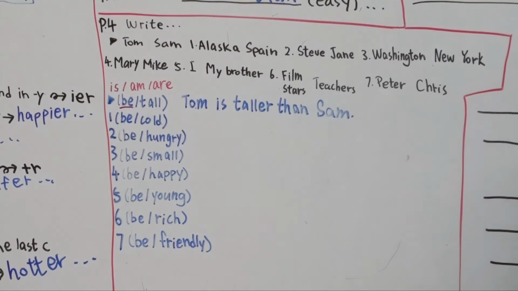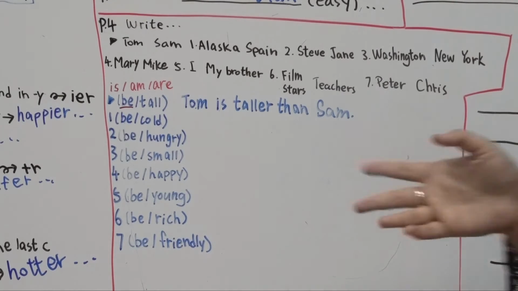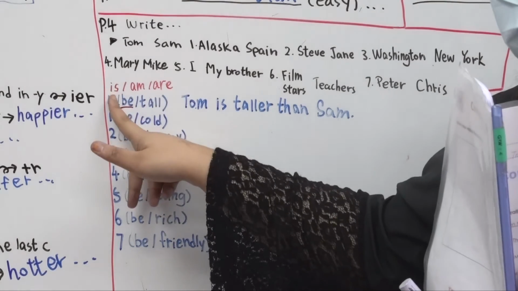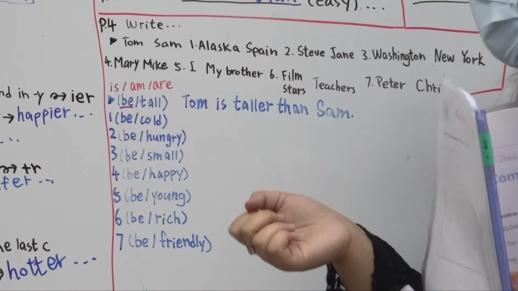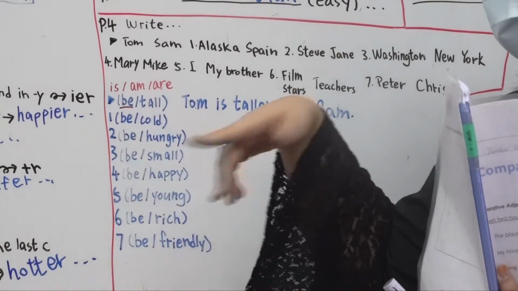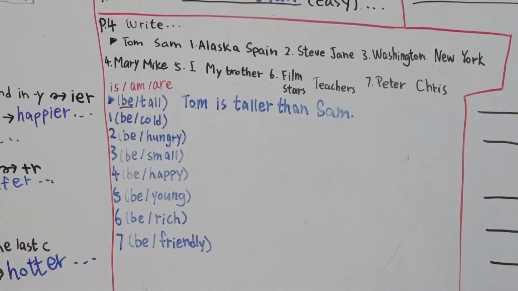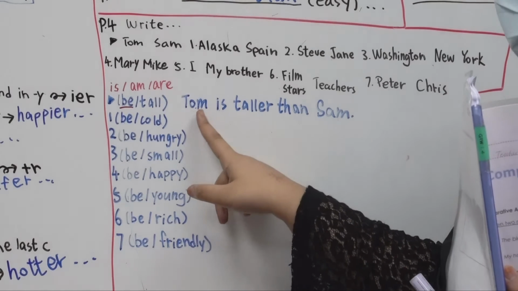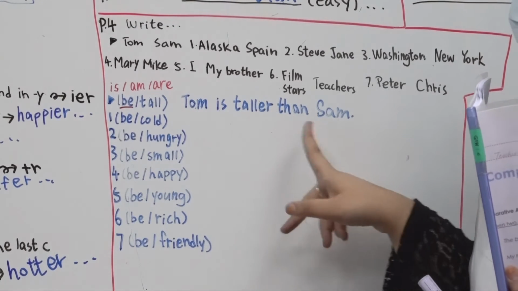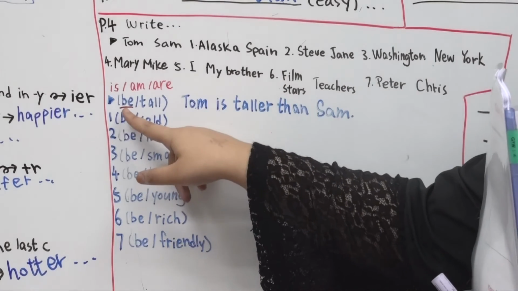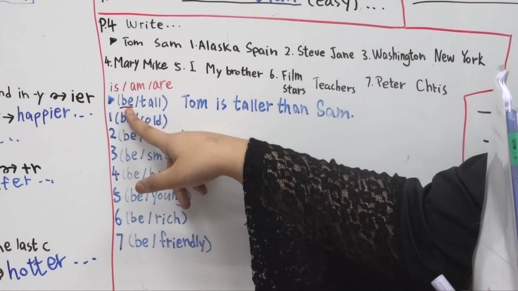Right? If it is past tense, we can use was, were, right? But this is present tense, so we just use is, am, are. So is is used with the subjects he, she, it. Am is used with the subject I. And then are is used with the subjects you, we, and they. Remember that? So here, let's have a look. Tom is taller than Sam. So they have given you the words be and tall, right? So be refers to is, am, are.